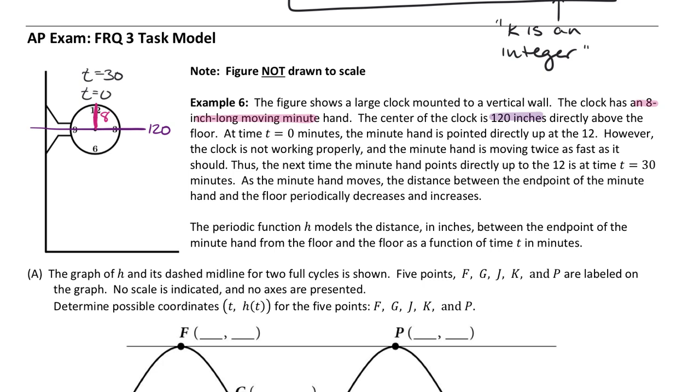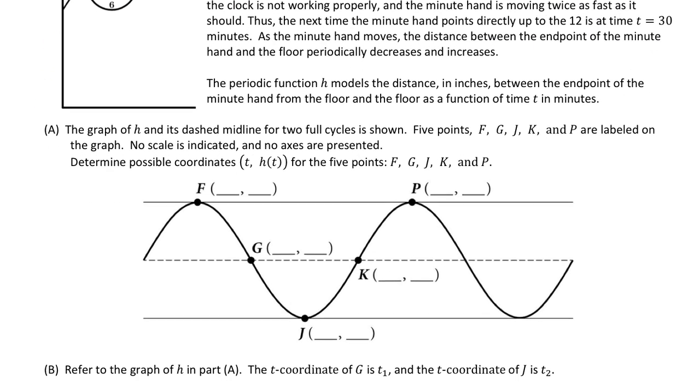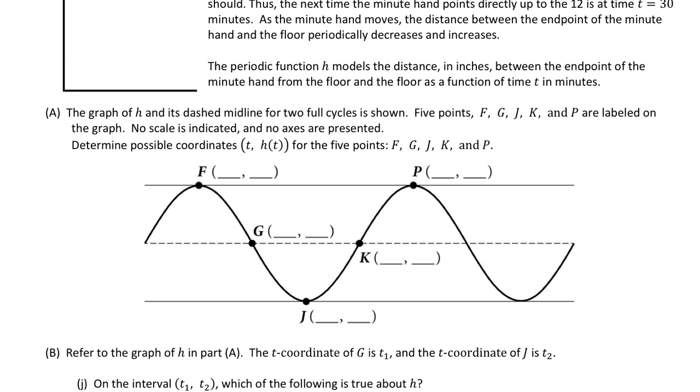Okay, our periodic function is going to model the distance between the end of the minute hand and the floor. So as this minute hand goes around the clock, is the distance between the end of the minute hand and the floor getting bigger or smaller? And then it goes back up. Is it getting bigger or smaller? Bigger. So it's going to go down and up and down and up. So the distance gets smaller, bigger, over and over again. That is a periodic phenomenon. Our goal in part A of FRQ 3 is to give coordinate points that would represent one cycle of this periodic phenomenon. There's a lot of ways to deal with this.